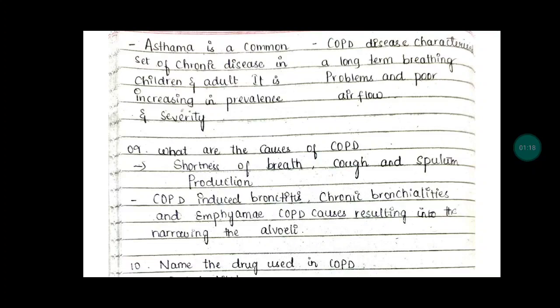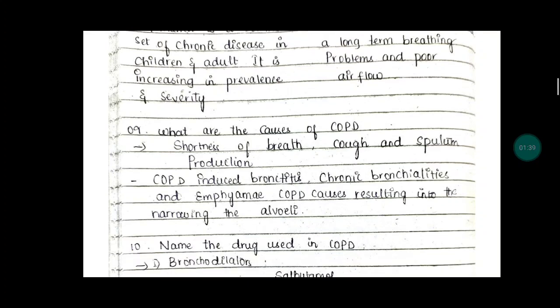Question number 9, what are the causes of COPD? The answer is shortness of breath, cough and sputum production. COPD is induced by bronchitis, chronic bronchiolitis and emphysema. COPD causes result in the narrowing of the alveoli.